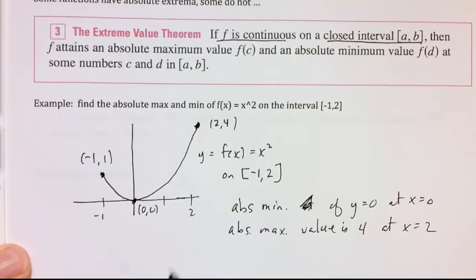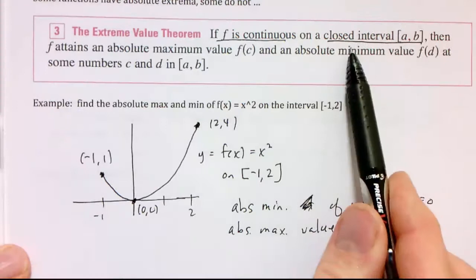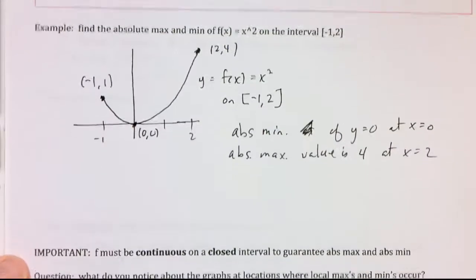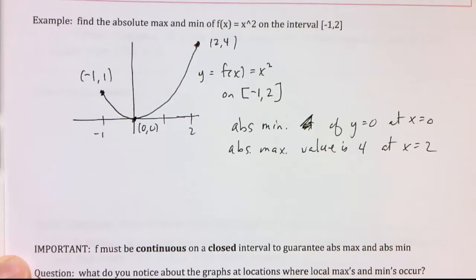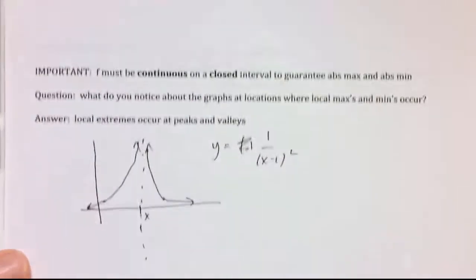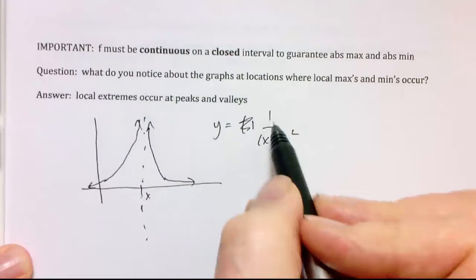But it's essential here that we have both a continuous function and a closed interval. If your function isn't continuous, all kinds of crazy things can happen. What if I considered the function y equals 1 over (x minus 1) squared? That looks like this. It's got a vertical asymptote at x equals 1. Oh, you can't even see it. My apologies. So we're looking at this function y equals 1 over (x minus 1) squared.